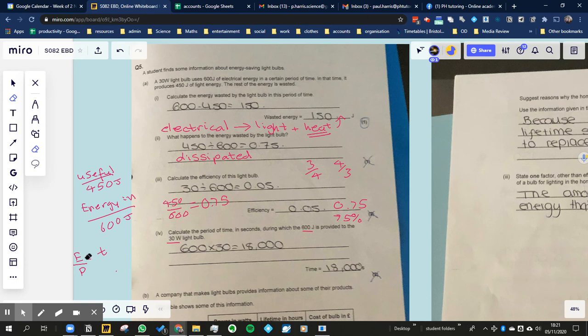Now you can just do that with the formula triangle. It is easier to do it with formula triangles, but I think it's good practice to try to get out of the habit of using them. But let's just do it with the formula triangle anyway. Power is equal to energy divided by time, so time is equal to energy divided by power, which is what I've got there. So 600 divided by 30, which simplifies to 60 divided by 3, which is 20. So the answer is 20 seconds.